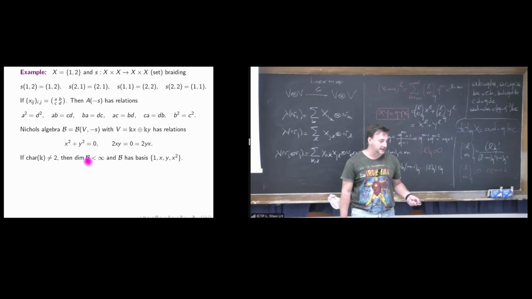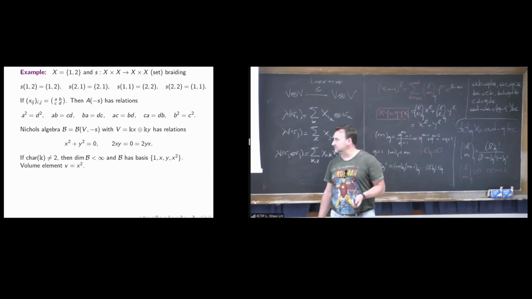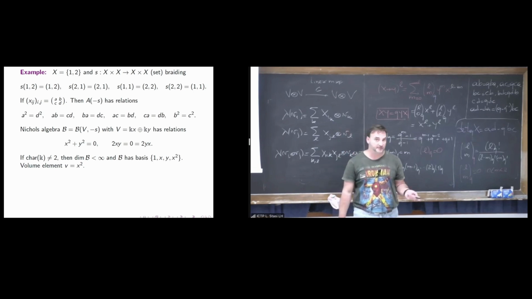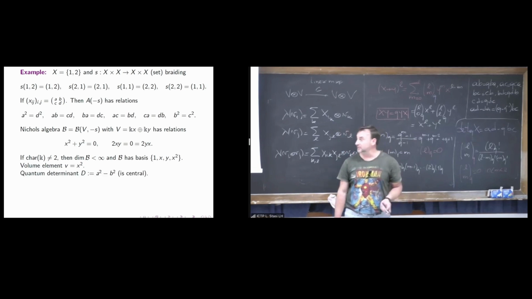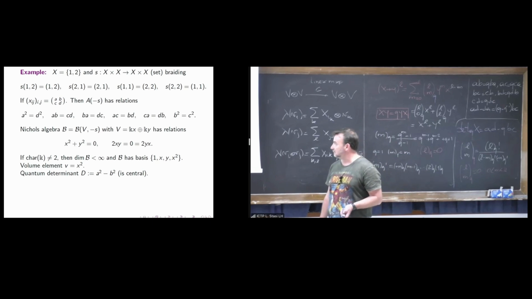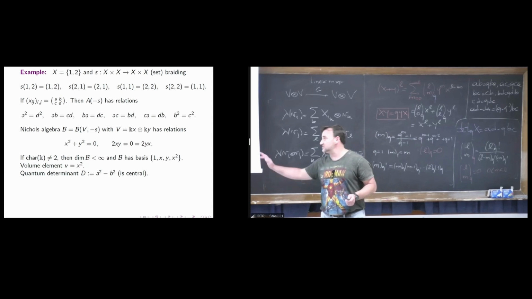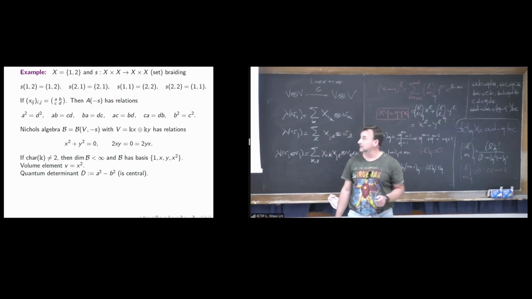The dimension is 4, and the basis of B is 1, x, y, and x squared. The volume element is x squared. We have a volume element, and the quantum determinant is a squared minus b squared, which is central in this case. But in general, it is not central.